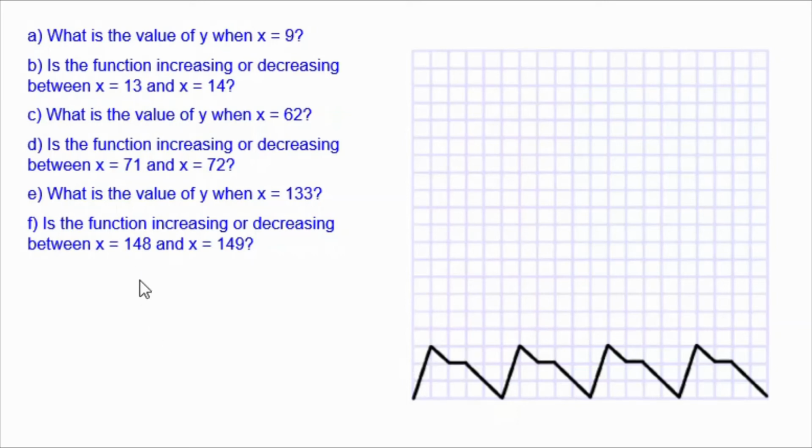For F, is the function increasing or decreasing between x equals 148 and x equals 149? It's going to be the same as between x equals 8 and x equals 9. Between x equals 8 and x equals 9, my function is decreasing. So that means between x equals 148 and x equals 149, it should be decreasing, and I can answer the question. This is a much quicker way of answering the question than drawing a bigger graph.